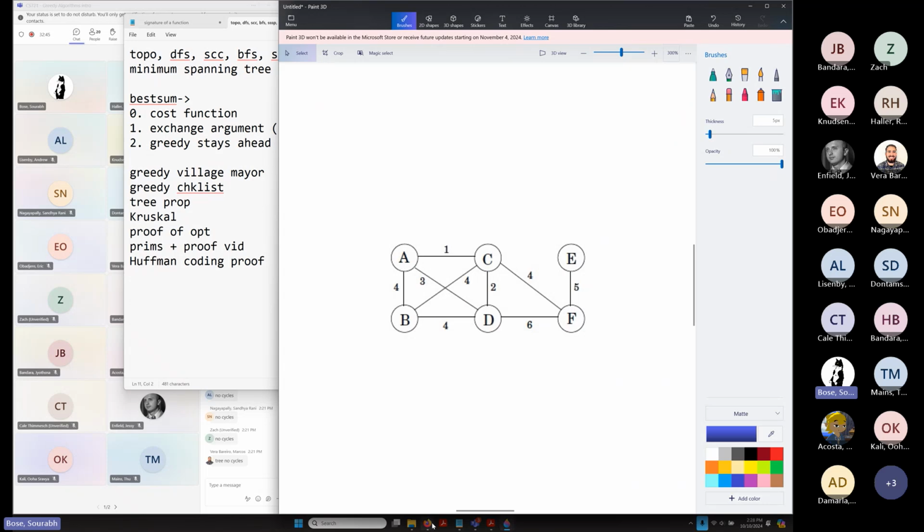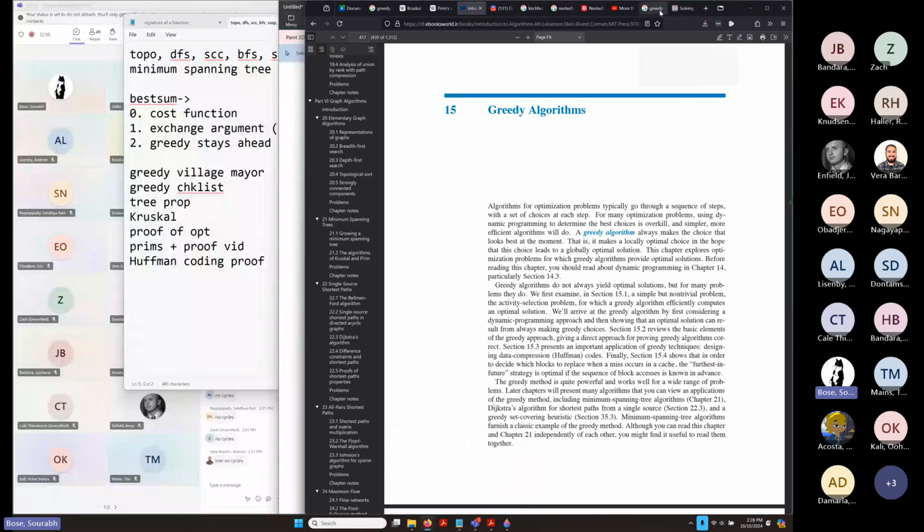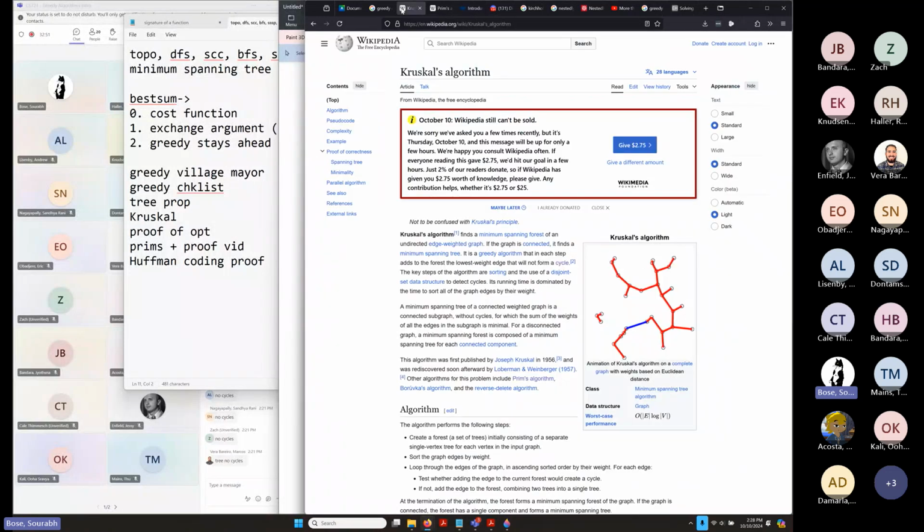We need a visual for both Kruskal's algorithm and Prim's algorithm. So let us first look into that. So this is Kruskal's algorithm. It will get reset in a second. Hold on. It's one of my favorite images.